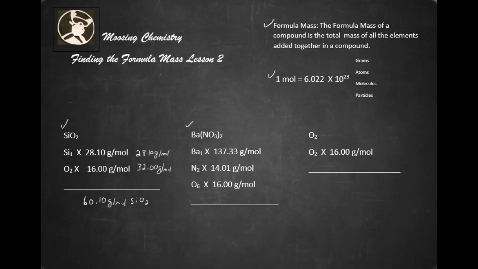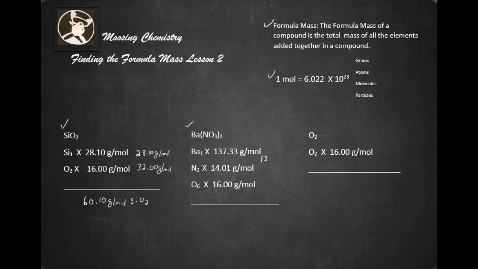Alright, let's look at the next one. Barium nitrate. So 1 mole of barium weighs exactly 137.33 grams per mole. Nitrogen, 1 mole of nitrogen weighs 14.01 grams per mole. We have 2 of them. And oxygen, remember, each mole of oxygen is 16.00 grams per mole. So let's go ahead and add all these numbers up.